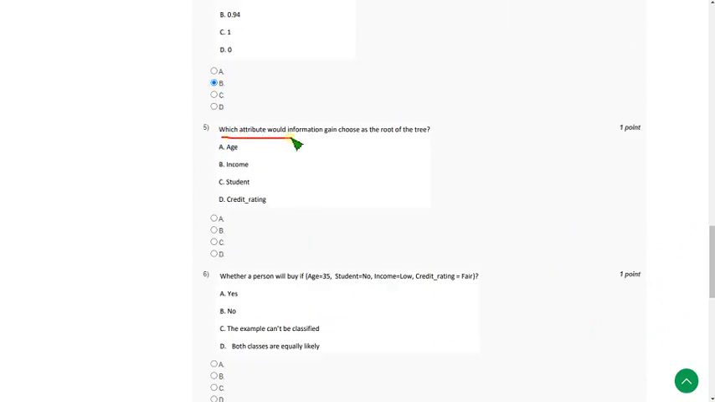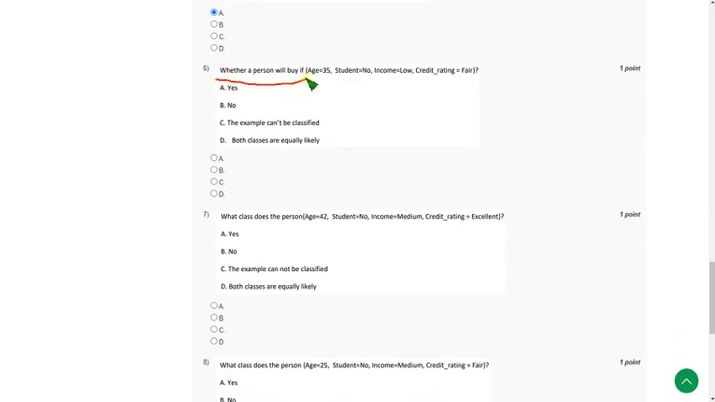Which attribute would information gain choose as the root of the tree? So the answer for the fifth question is option A, age. The age attribute is taken as the root of the tree. So mark option A. Moving on to the sixth one.